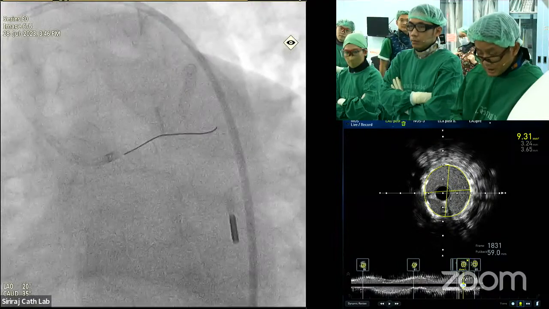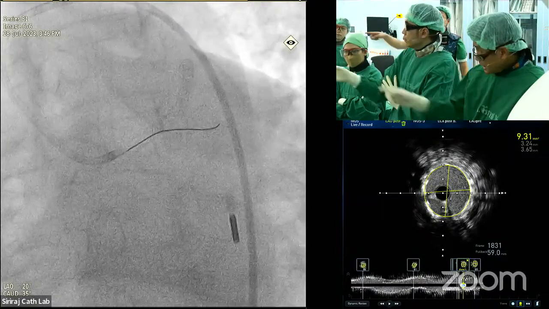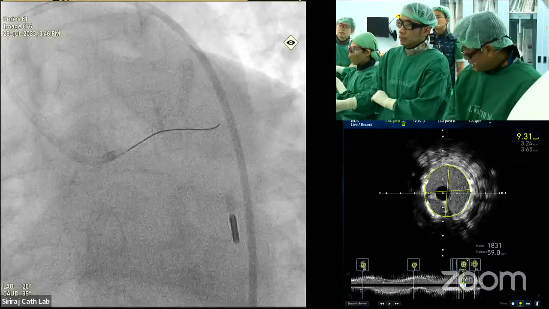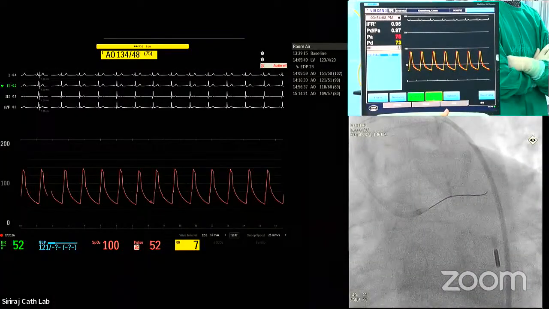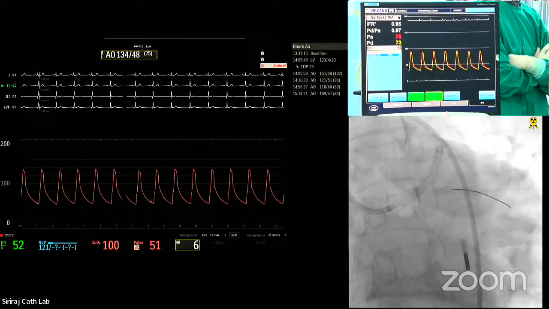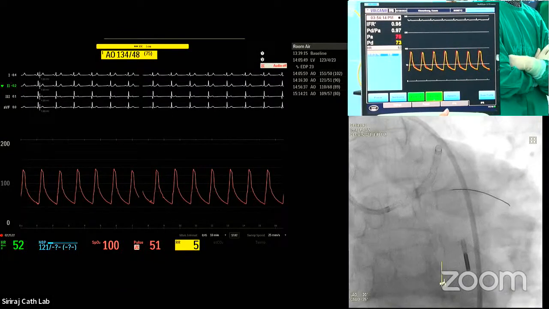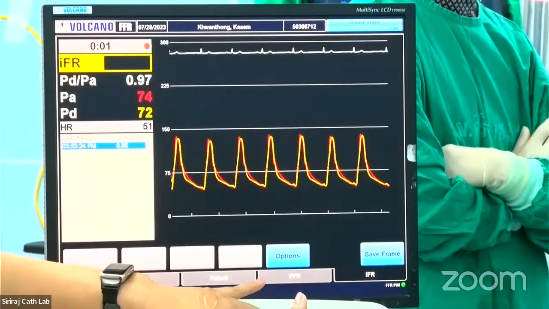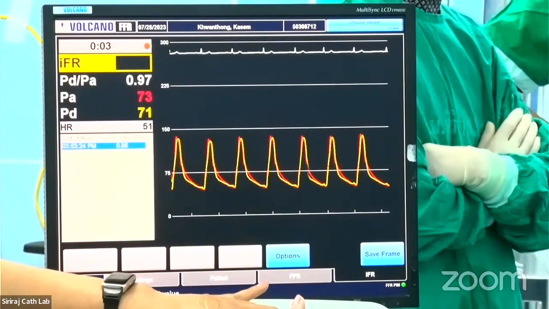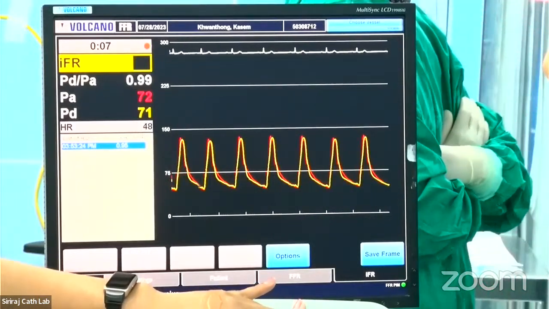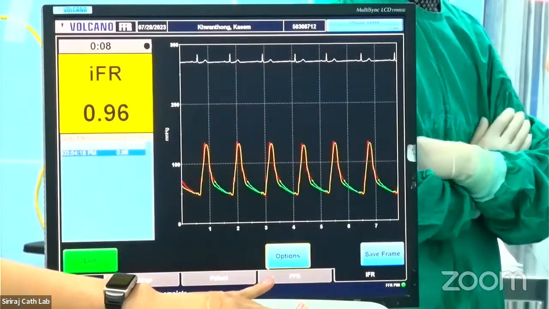Excellent. Can you show us the hemodynamics, please? Yes, I think we have to zoom in and look at the monitor. Sure. Which device is this? iFR. This is the Philips Volcano iFR? Yes, right. Okay. So we are eagerly waiting for your iFR. Could be negative. Aaron, do you want to predict the results? Wow.